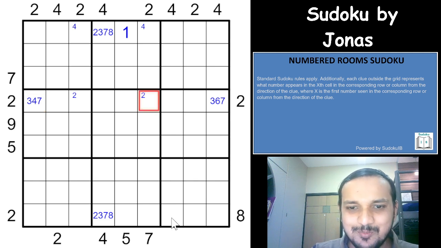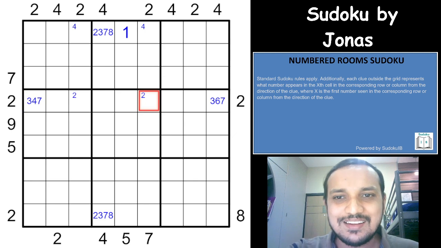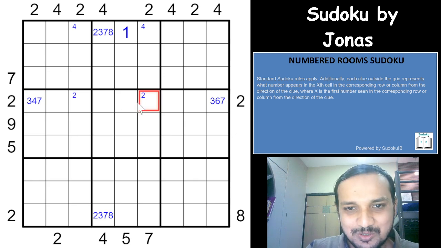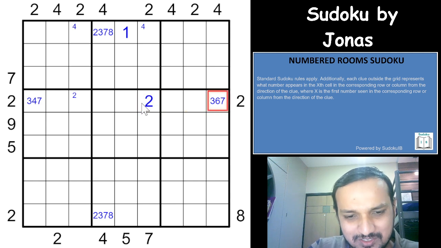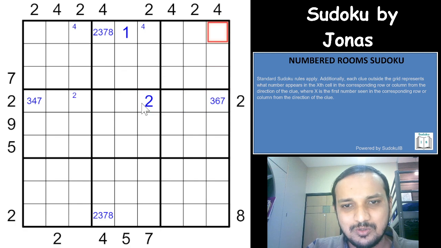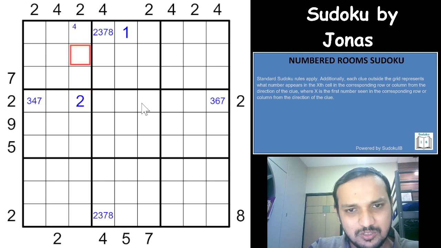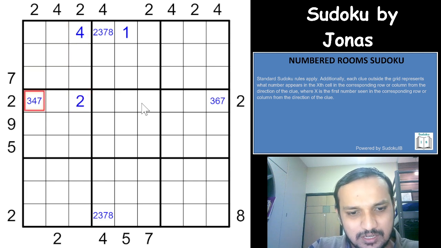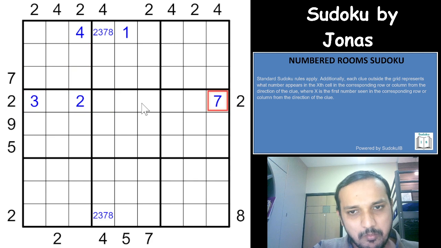Now this cell cannot be a 2. Wow, what an amazing piece of logic this is. So this cell cannot be a 2, which means this cell would have to be a 4. That gives you this cell as a 4. So this cell is not a 2, which means this cell is not a 4. So this is a 2, that is a 4, that is a 3, and that is a 7.